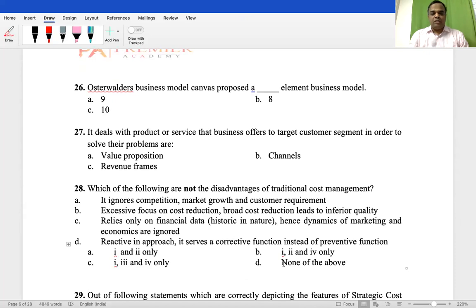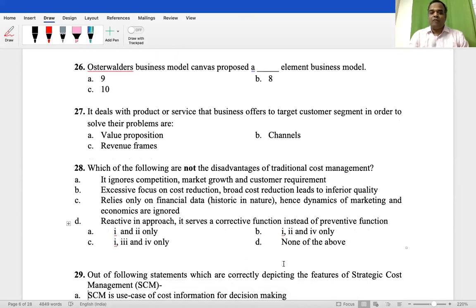Osterwalder's business model canvas proposes a dash element of business model. How many elements? 9 elements. With respect to the 9 elements, the center point is the value proposition. Then there is the cost structure and the revenue structure. Under cost structure, 3 elements are there: key partners, key activities, and key resources.